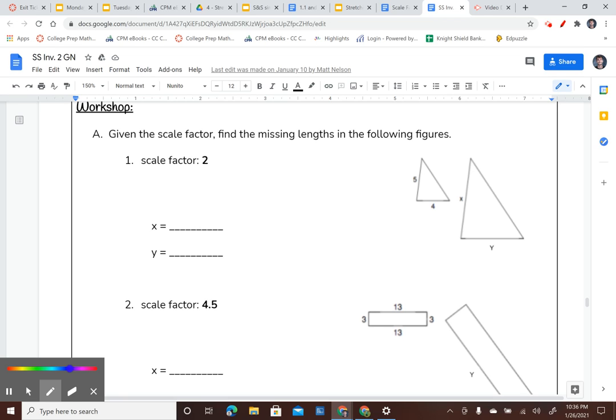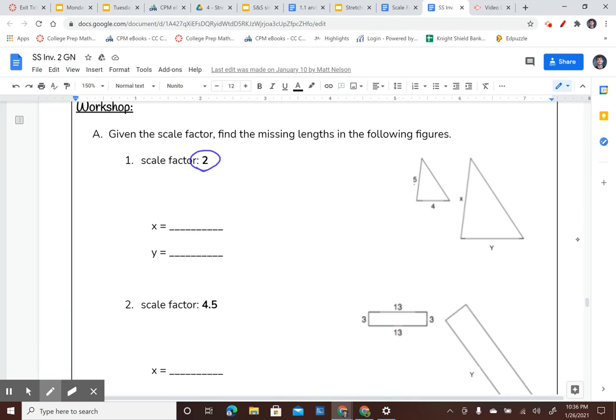All right, so now we're taking a look at the workshop for 2.2. It says A, given the scale factor, find the missing lengths in the following figures. And so here it actually gives us the scale factor, what we're going to be multiplying our original figure by to get to our image.